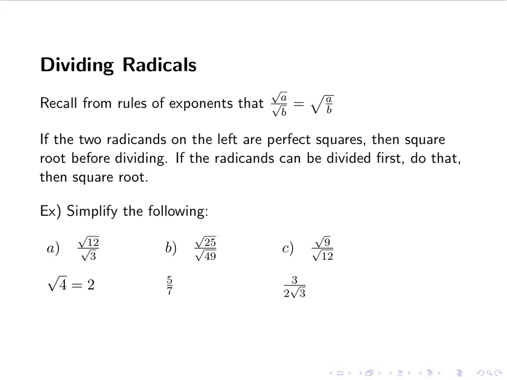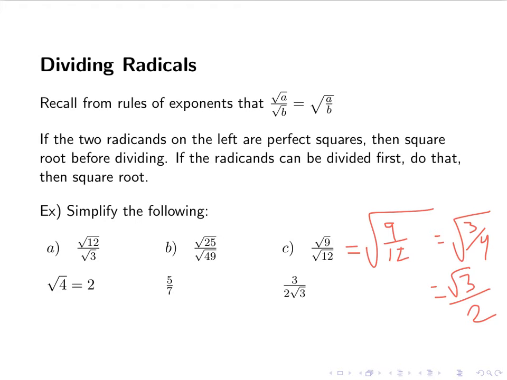Or I can simplify 9 and 12 and say 3 goes into both of those. So if I take root 9 over 12, that becomes root 3 over 4. Right? 9 and 12 both have a 3 in common. And then I can't square root 3, but I can square root 4. So this would be the square root of 3 over 2.